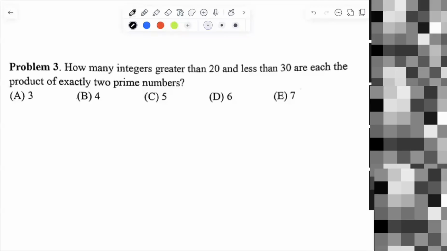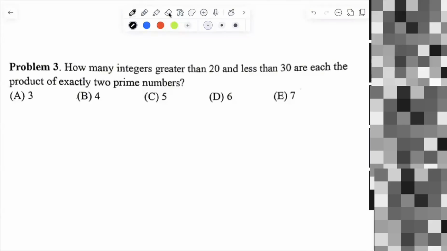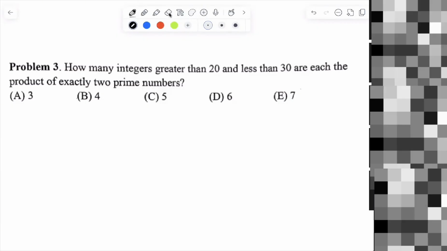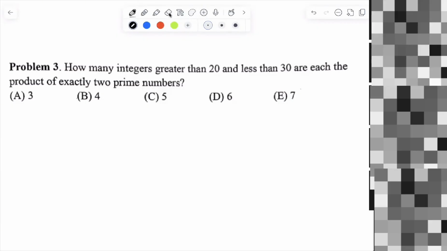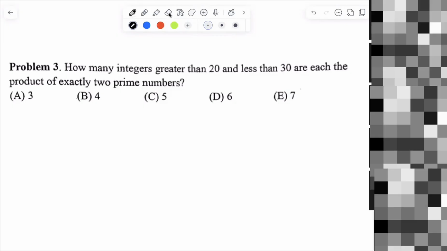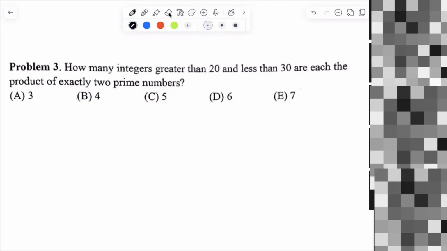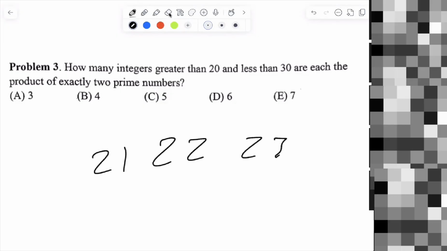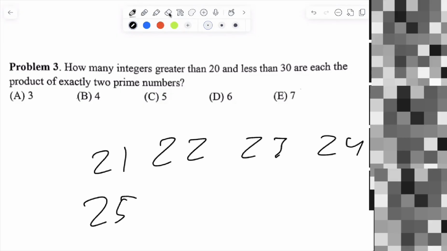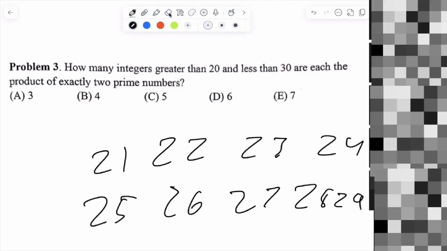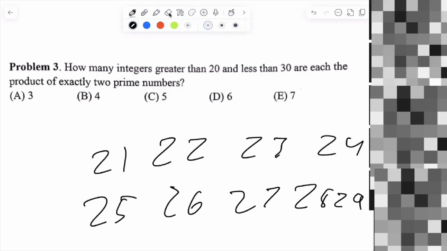All right, let's get started with this question. How many integers greater than 20 and less than 30 are each the product of exactly two prime numbers? Well, let's start out by listing all the numbers that follow this description: 21, 22, 23, 24, 25, 26, 27, 28, 29. So we got these.